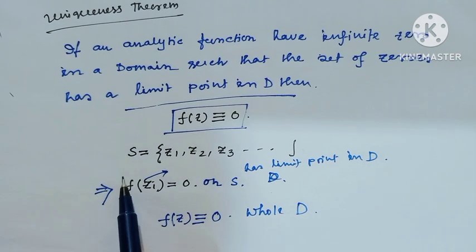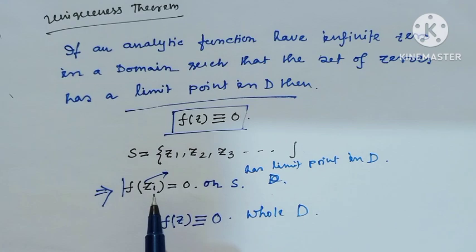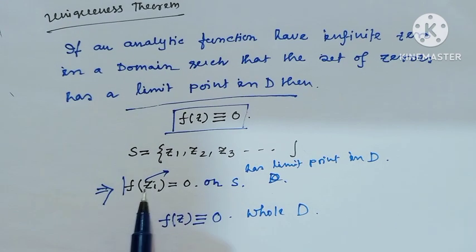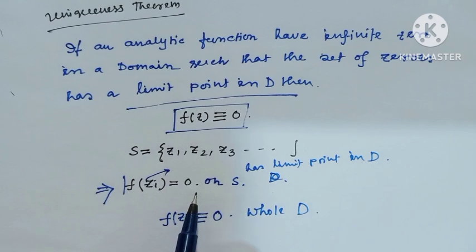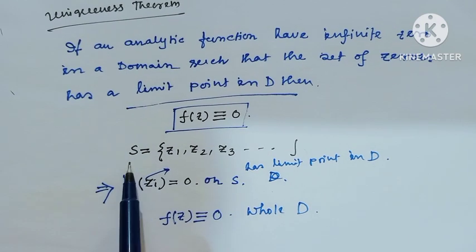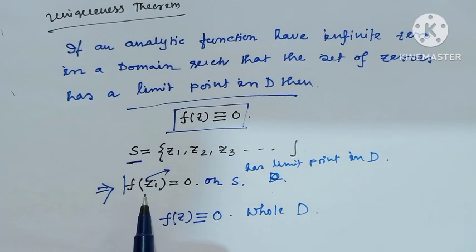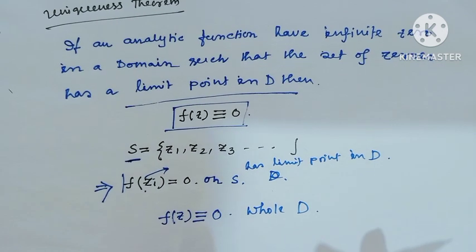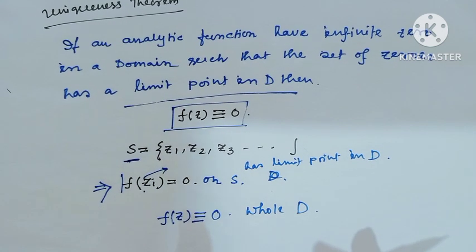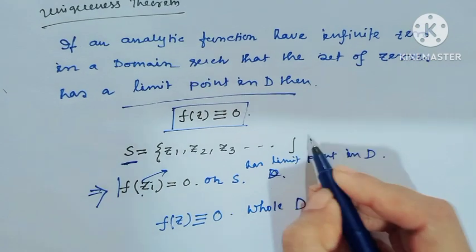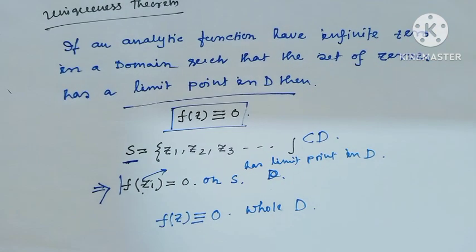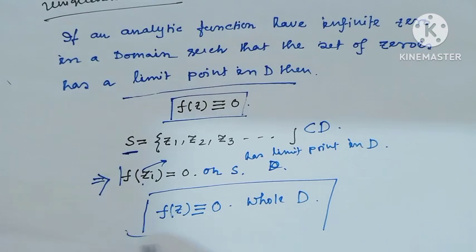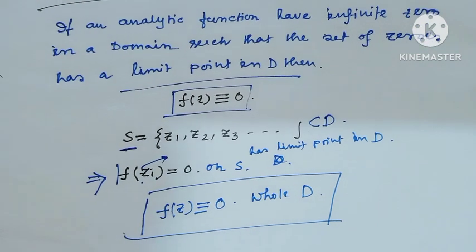If f(z_i), where z_i are the zeros of this function, if f(z_i) is equal to 0 on the set S, but these zeros have a limit point in the domain D, S is a subset of domain D, then we can tell f(z) is identically 0 on whole D. Okay?